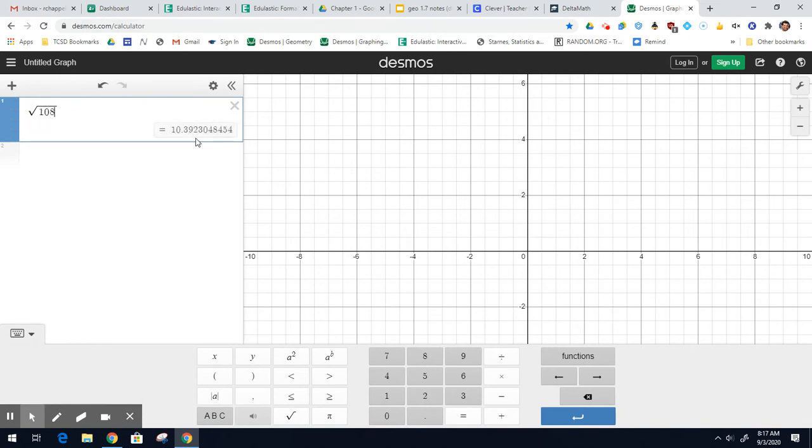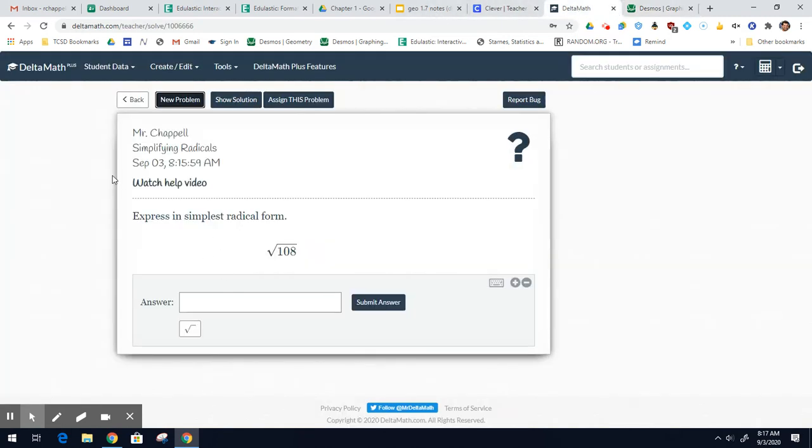And notice you get a decimal number. If you get a decimal number, that means that this is not a perfect square. So maybe you can simplify it in simplest radical terms. Okay. So what does that mean? Well, I'm going to show you two ways. The first way, which I think is universal, is by making a factor tree.